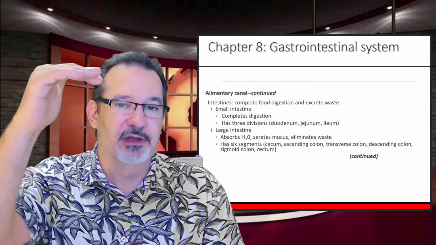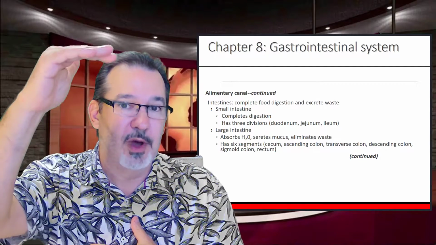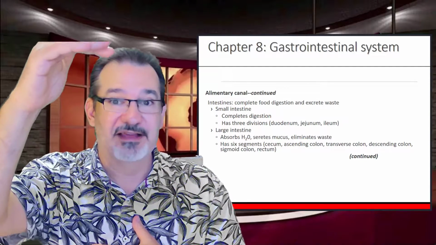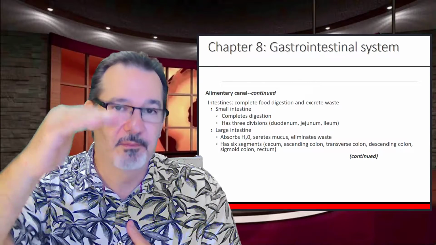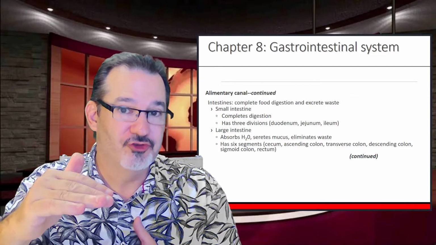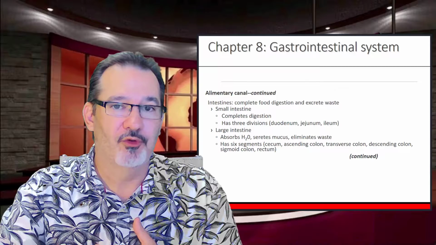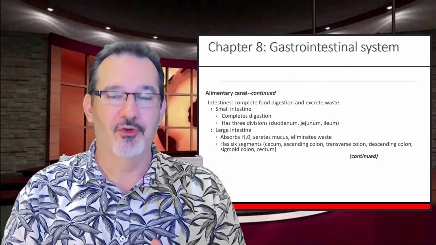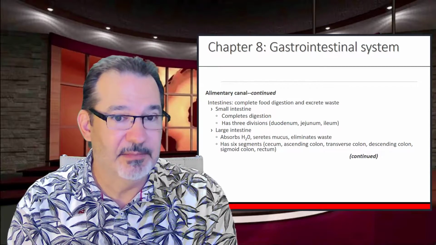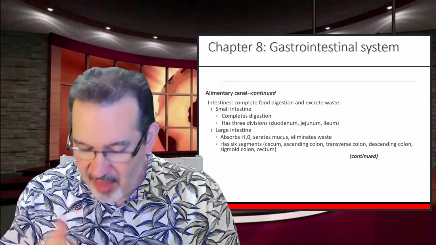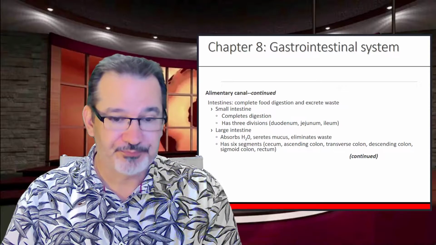So if you can remember DJI, duodenum, which is at the top of the small intestine, the middle portion is the jejunum, and then the bottom portion, or the most inferior portion, is the ileum with an E. Okay. Then the large intestine.